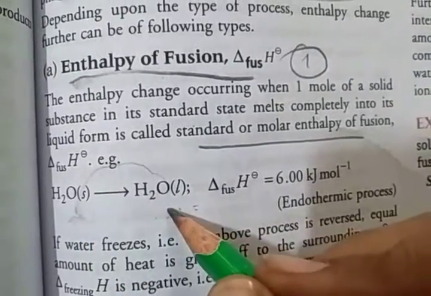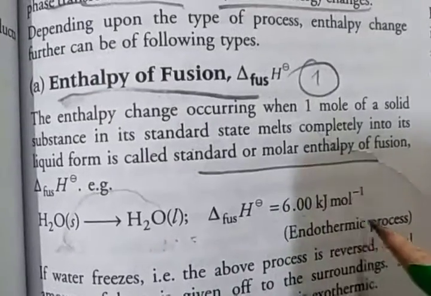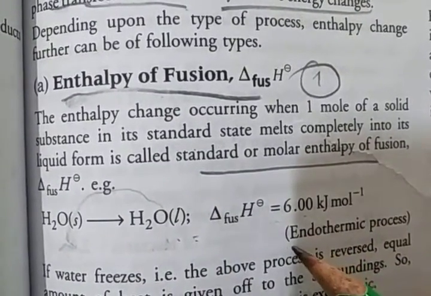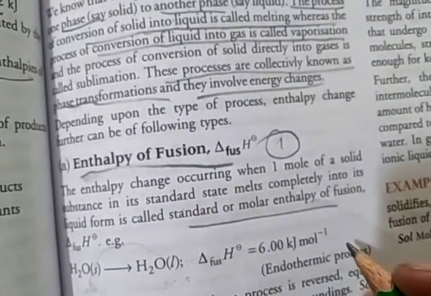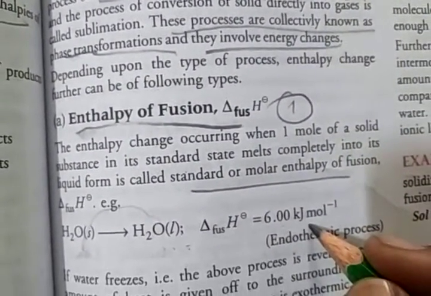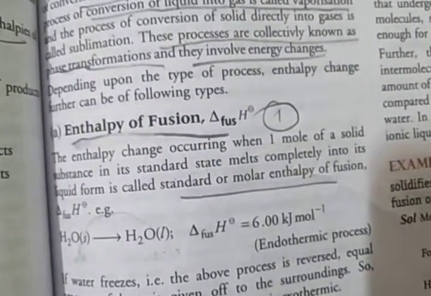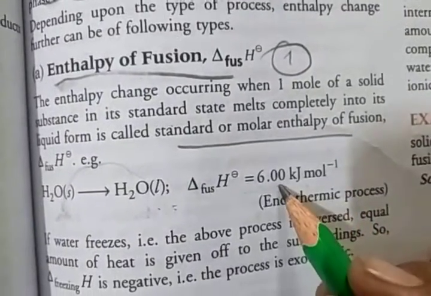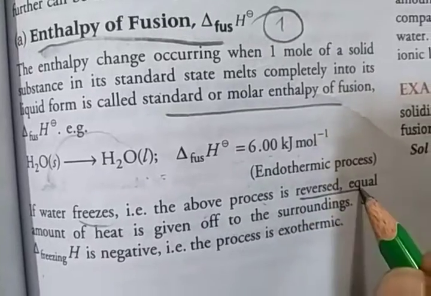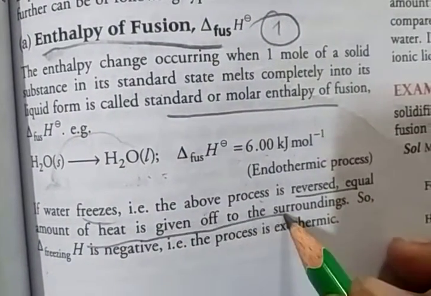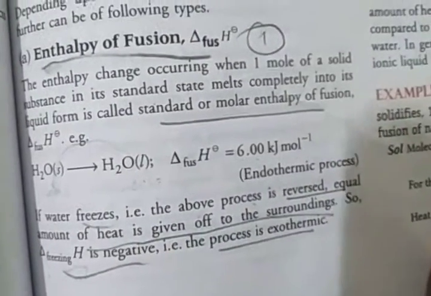Like H2O solid converts into water liquid, and here the fusion enthalpy is 6.00 kilojoule per mole. So energy is absorbed; it is an endothermic reaction. But if water freezes, the above process is reversed. So an equal amount of heat is given off to the surroundings, so delta H is negative. The process goes the opposite way, exothermic.